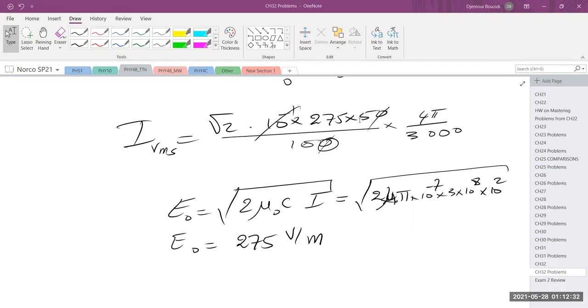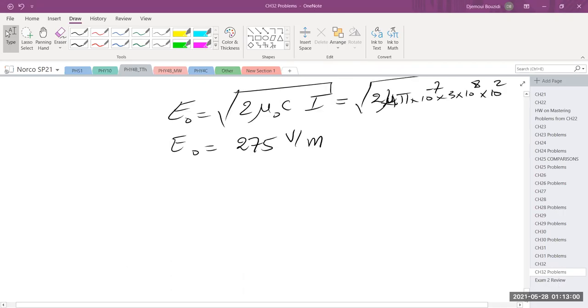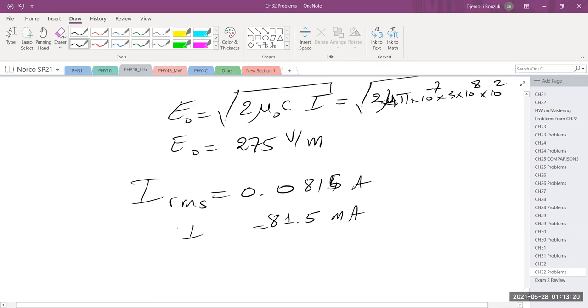And the whole thing is divided by, open parentheses, 3,000 times 100, or 300,000. 300,000, I cannot write. Oh, let me write. 3,100, how's that? Okay, if I didn't miss any number in here, the answer is 0.0814 amps. Current IRMS is 0.08415 amps, if I rounded around the next number, amps. In other words, how many? 81.5 milliamp, which is a typical number for this current.